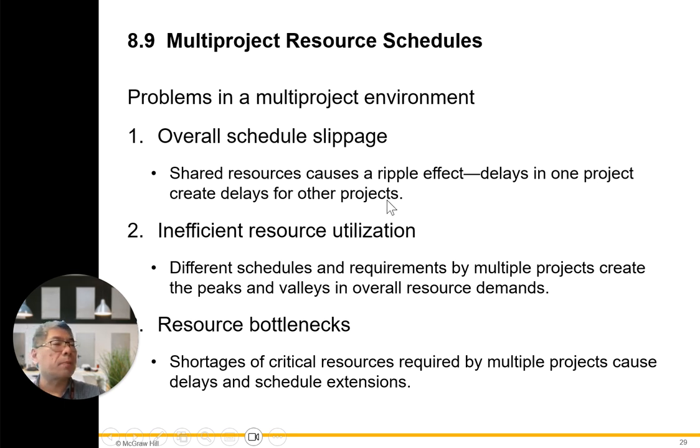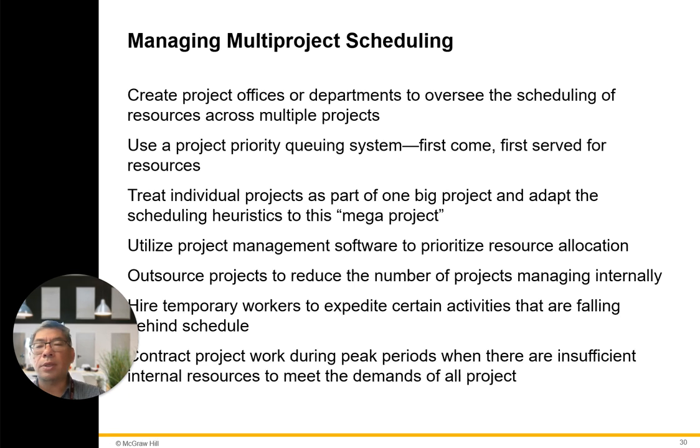That's the key part. Inefficient resource utilization, with different schedules and requirements across multiple projects, creates peaks and valleys in the overall resource demands. Number 3, resource bottlenecks. Shortages of critical resources required by multiple projects cause delays and schedule extensions.